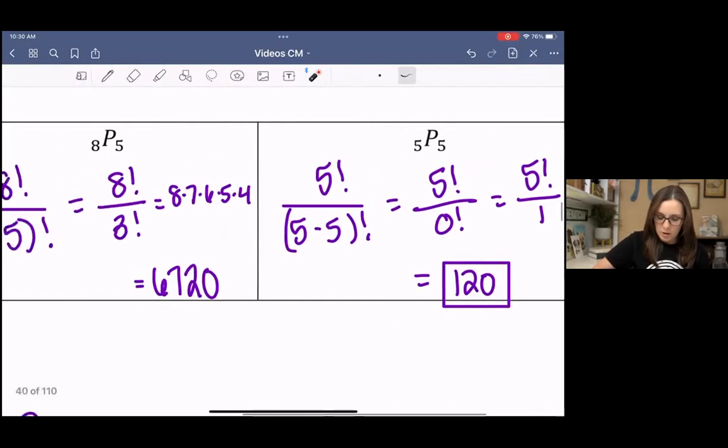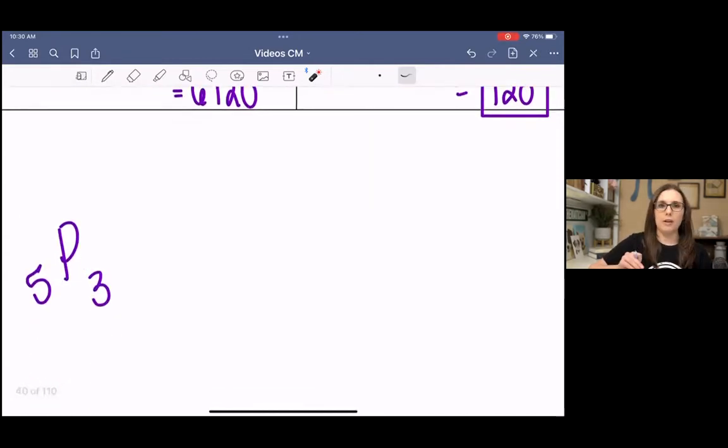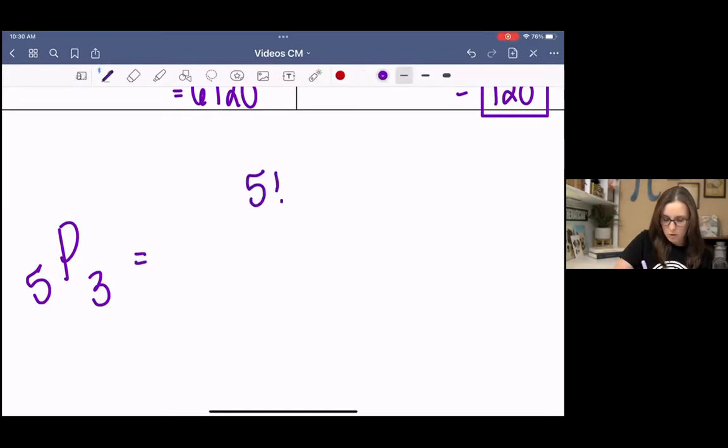And then I also want to talk about the idea of 5 choose 3 that I had introduced and why that was a permutation. I want to show you that with the formula. So what happens here is we have N factorial over 5 minus 3 factorial.